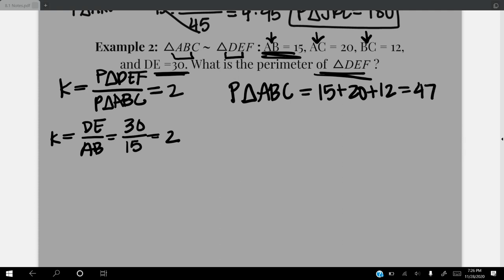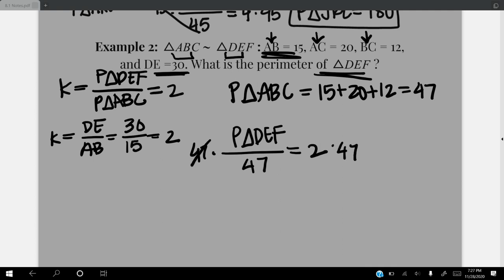Okay, and now we can go ahead and plug into our initial statement for the scale factor. So we got the perimeter of triangle DEF over our new perimeter we just found, 47, and that's going to be equal to 2. Okay, remember, to get rid of the 47, we want to multiply by 47 on both sides. Those are going to cancel, and we're left with just the perimeter of triangle DEF is going to be equal to 94.